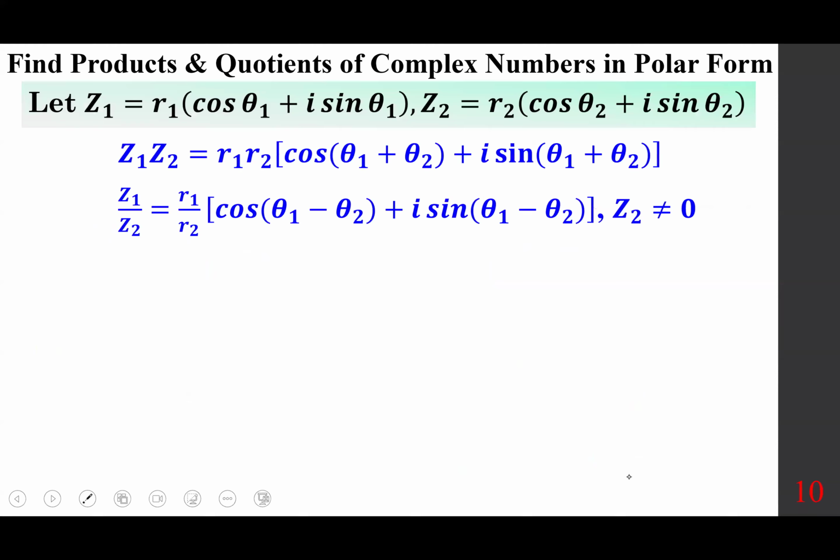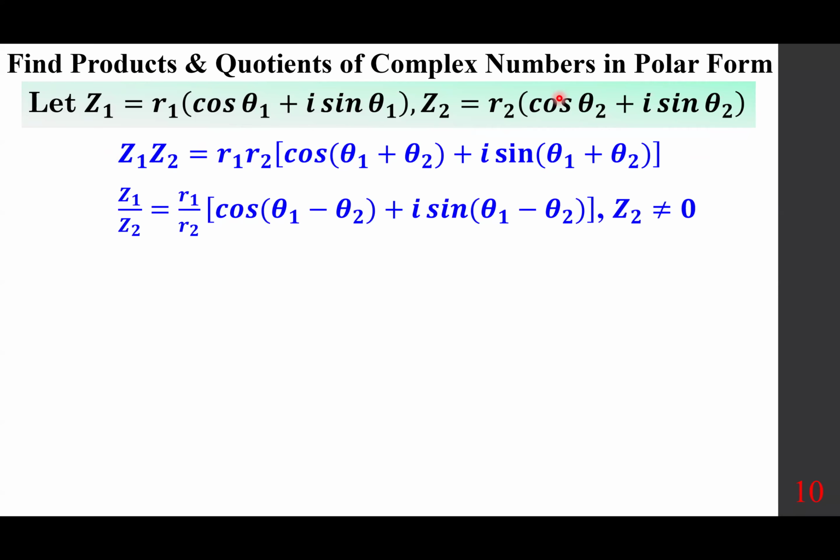All right. Now find products and quotients of complex numbers in polar form. z1 is r1 cis theta 1, shorthand notation. z2 is r2 cis theta 2. And we are going to multiply and we are going to divide. And we are going to prove this is the product. This is the quotient.